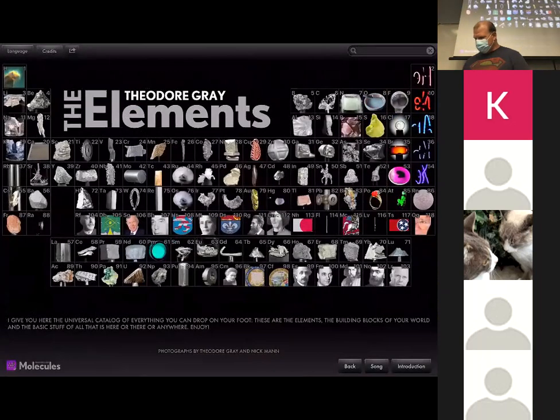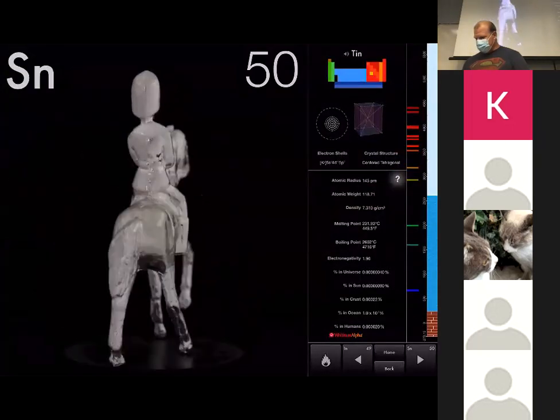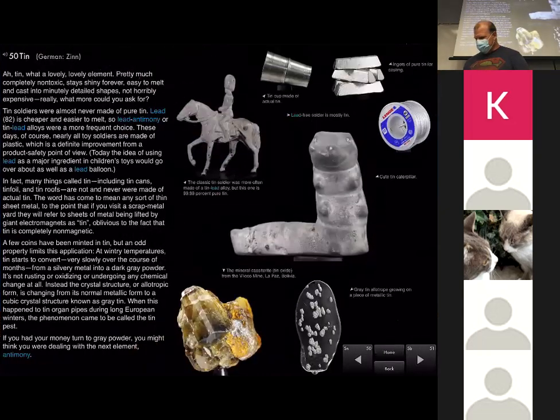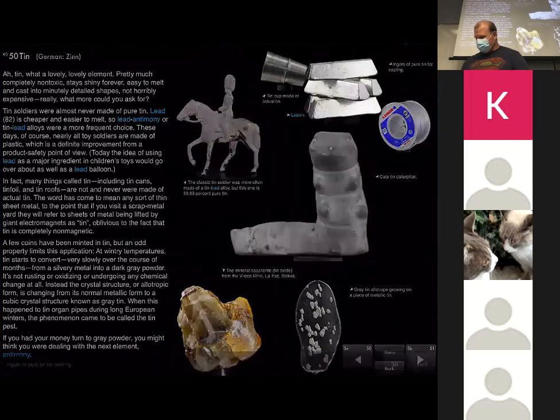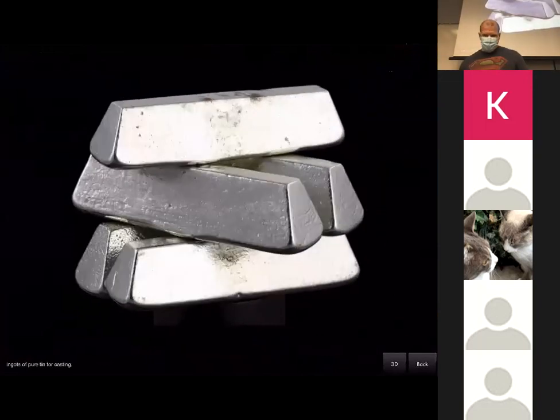But then you get to tin. This is definitely a metal. You can mash it up, you can melt it, and here's a bar of it. So if this is a metal, I don't know what is.